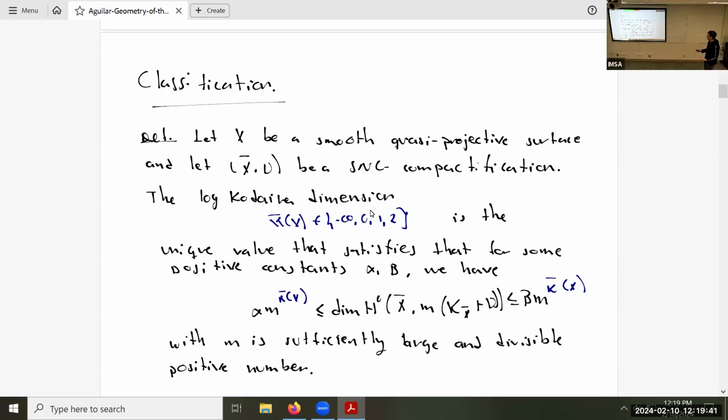And for this, we have a smooth quasi-projective surface. We choose a simple normal crossing compactification. And then this invariant can take the value minus infinity, 0, 1, or 2 for this quasi-projective surface.